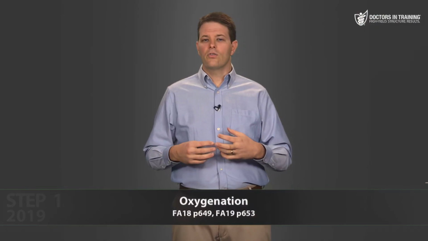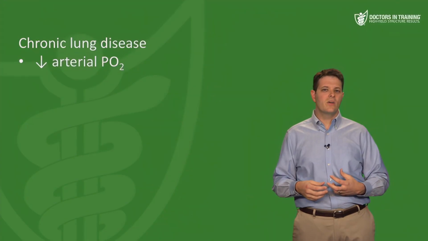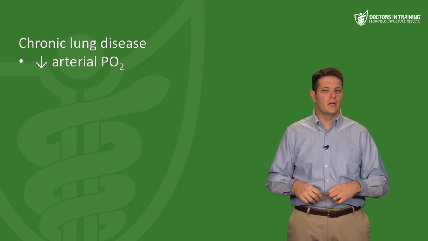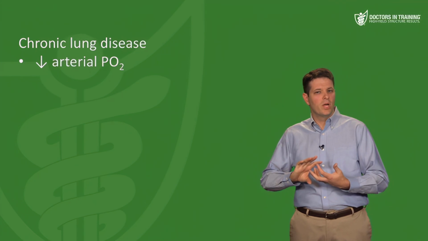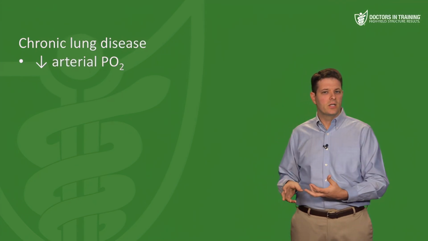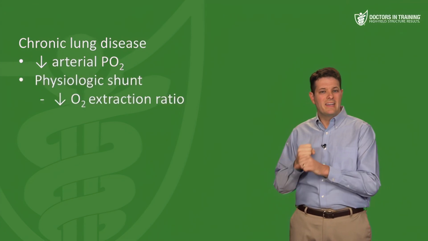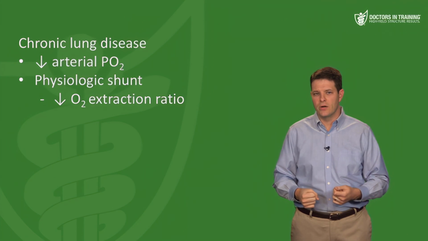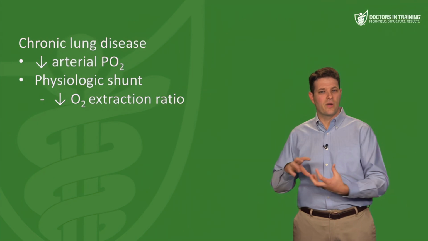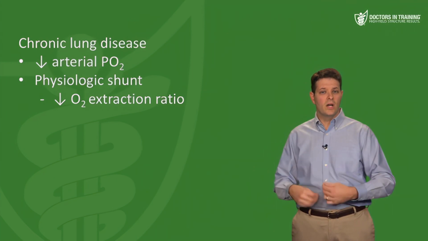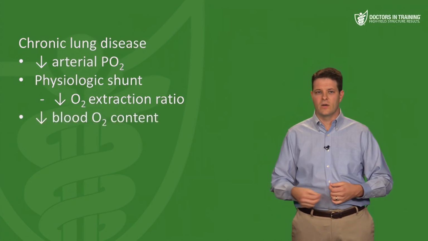Now, how does chronic lung disease like COPD affect blood oxygen content? Well, chronic lung disease decreases the amount of oxygen that's dissolved in the blood. Again, that's the arterial PO2. And we mentioned earlier how the lung tissue is going to shunt blood away from hypoxic lung tissue by clamping down on those pulmonary vessels. That's called a physiologic shunt, and that decreases the oxygen extraction ratio. You have less healthy tissue that's capable of extracting oxygen from the inspired air and transferring that oxygen to the blood. So lung disease reduces the oxygen extraction ratio and the blood oxygen content decreases.